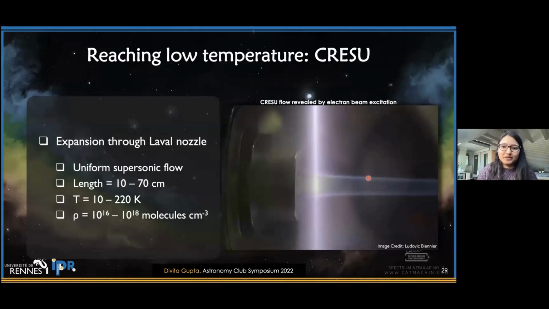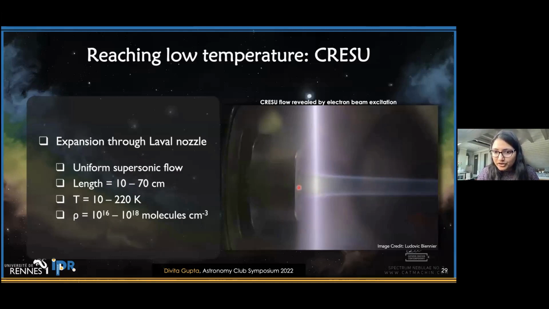Which is pretty cool. So what you end up having is a uniform supersonic flow, which can last anywhere from 10 to 70 centimeters, and the temperature can go all the way down to 10 Kelvin. And the density of the molecules in this region is 10^16 to 10^18 molecules. Okay, so here you can actually see the CRESU flow.